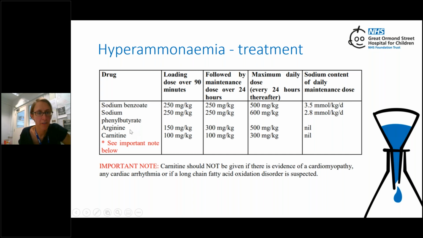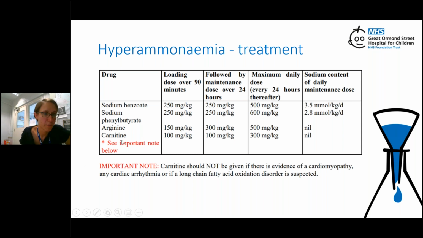Whenever we suspect a urea cycle defect, we also give arginine. If you remember from a previous slide, the arginine is within the urea cycle. And if we give additional arginine, it just replenishes the urea cycle. So it just makes it work better.